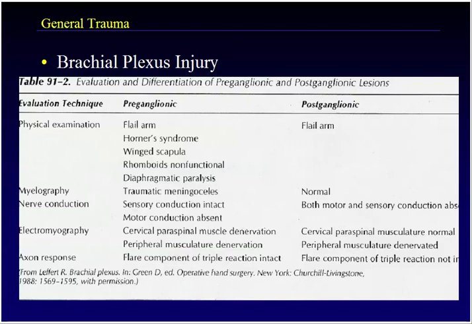And with the EMG, you can see a maintained innervation to the cervical paraspinals with a postganglionic lesion, but not with a preganglionic lesion. That can be another diagnostic test that can help you make that differentiation.